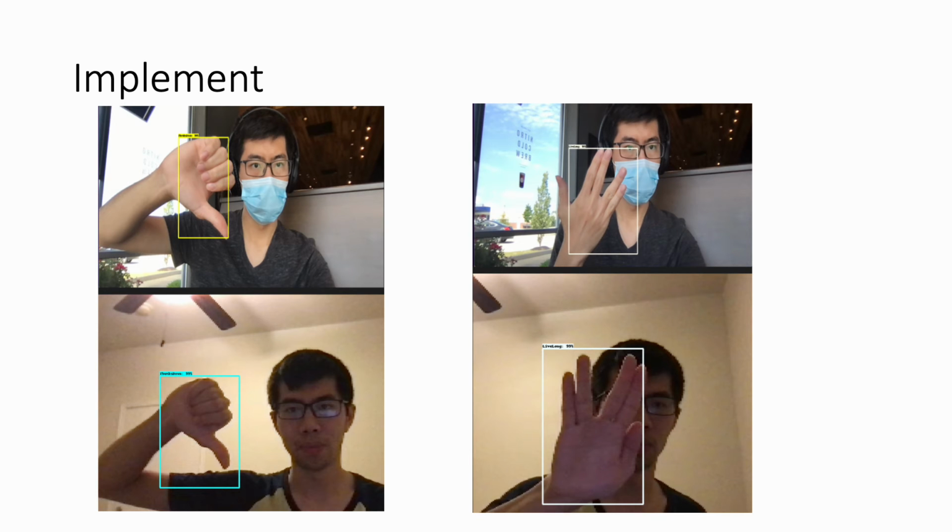These are some implementations. First, I captured some gestures and labeled the images. Then I used Faster-RCNN to train on the pictures about 2,000 times and got this result. We can see the upper two are captured by training with MobileNet, and the lower two are trained by Faster-RCNN. We can see the lower two can detect the picture more precisely.